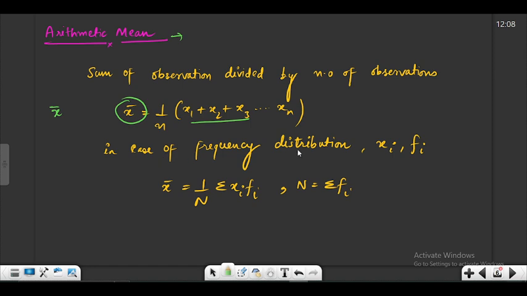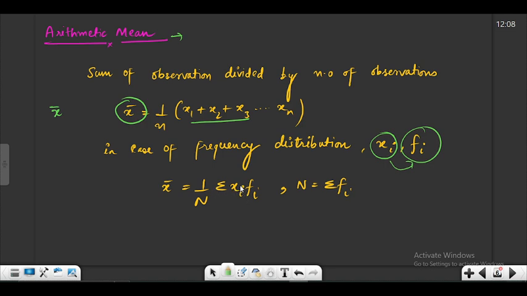In case of a frequency distribution, say xi is the observation and fi is the frequency. You multiply the corresponding observation with the corresponding frequency, and you sum it for all the terms. If there are n terms, you do that for all the n terms, and then you divide it by n after summing it.